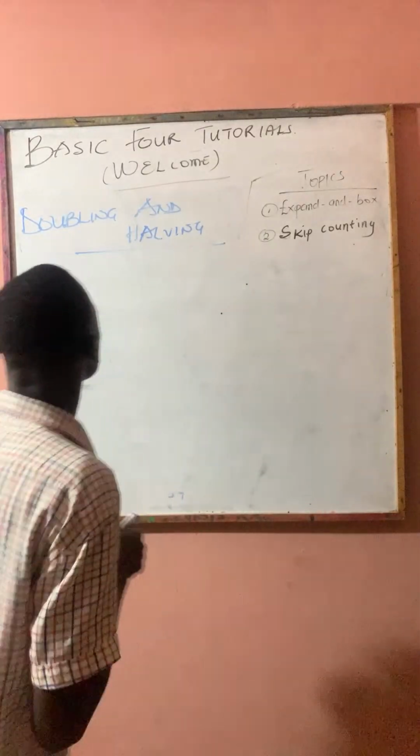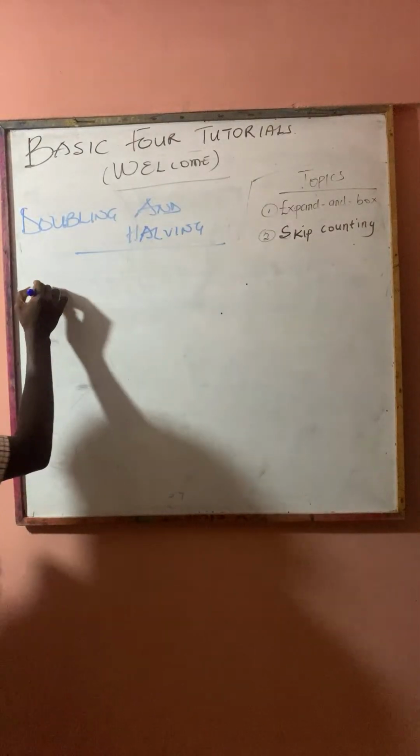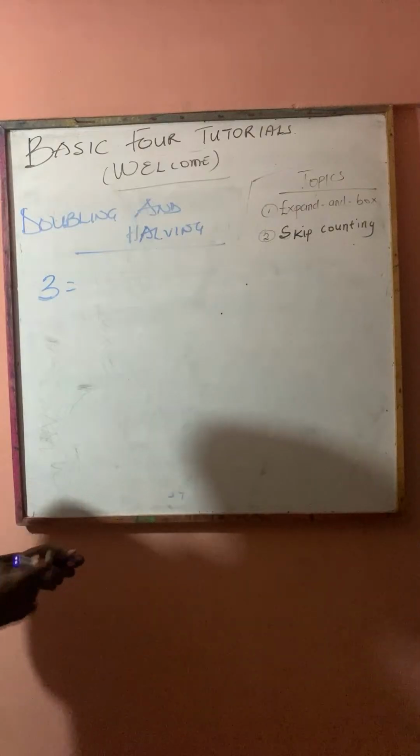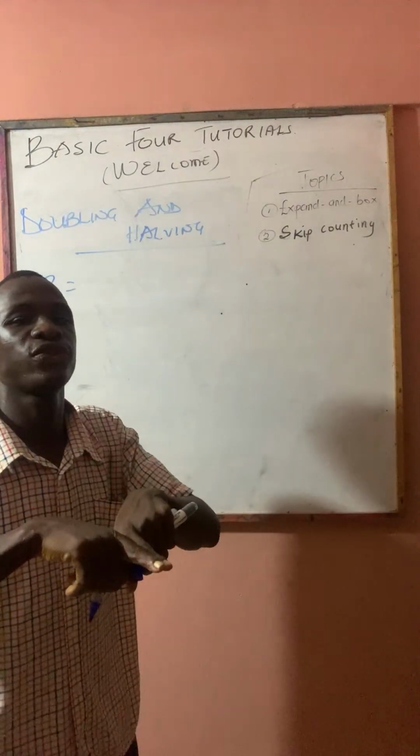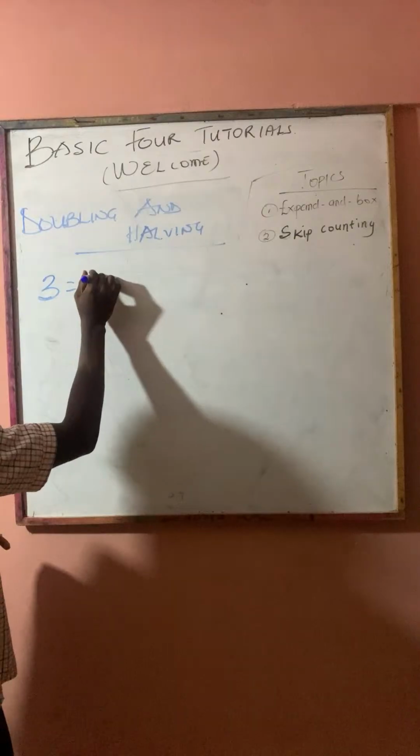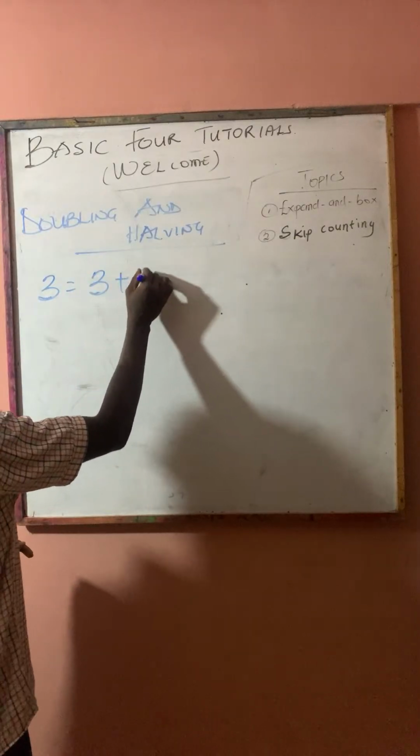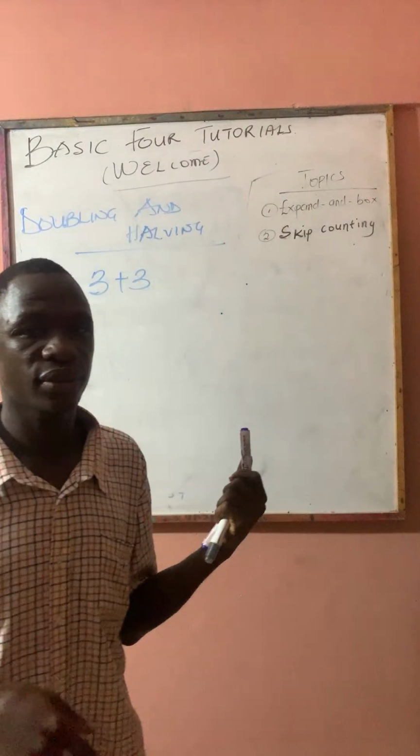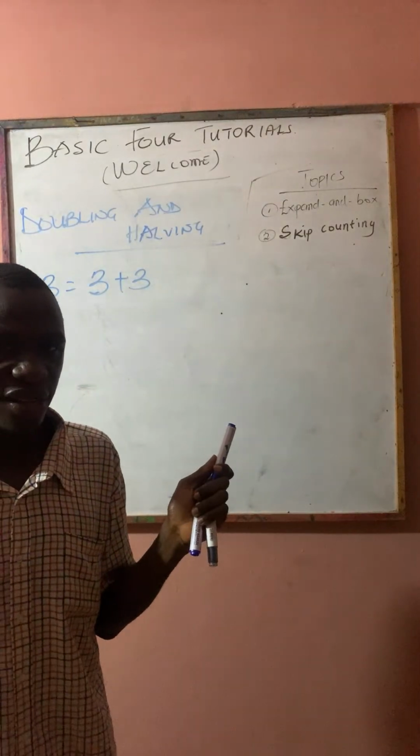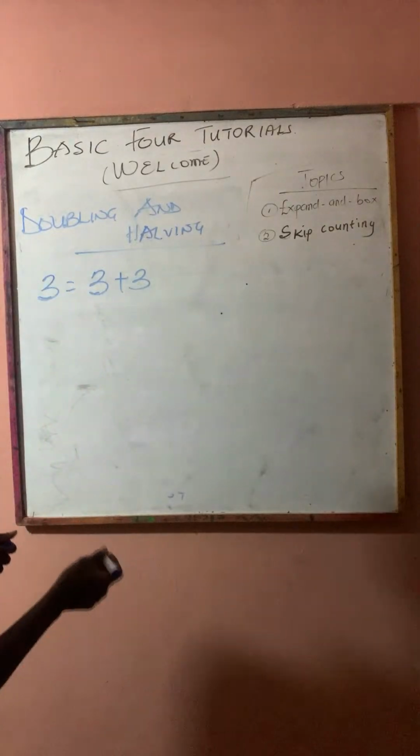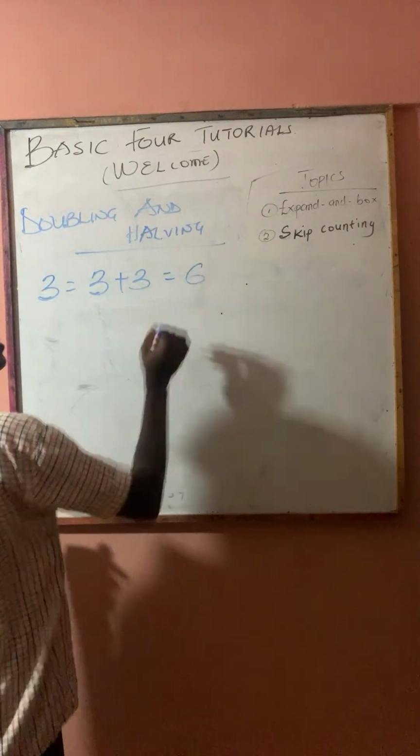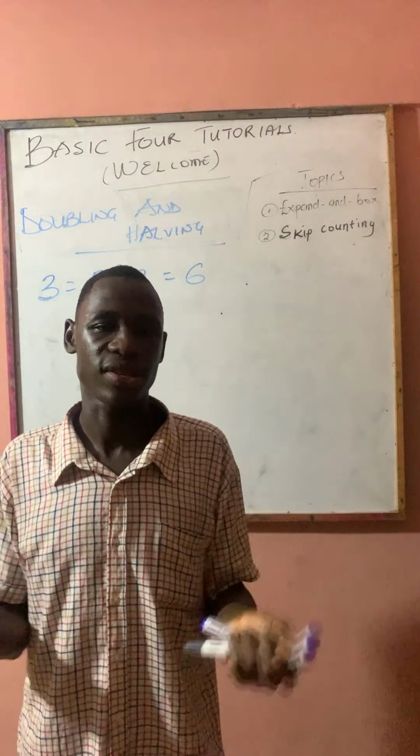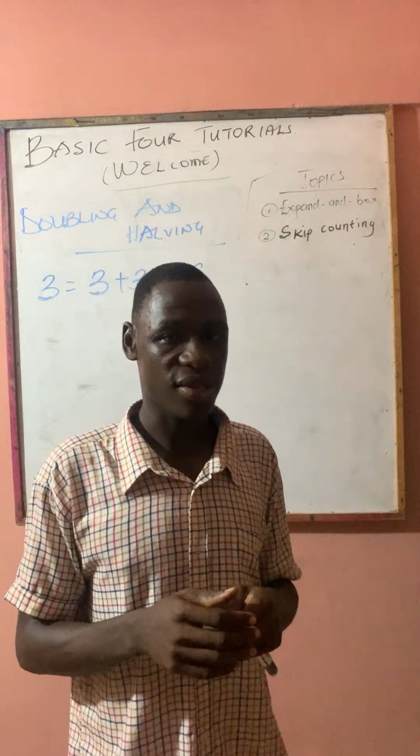Okay? So to double a number, let's take an example to be 3. To double 3 means to add 3 to itself. So this is going to give us 3 plus 3. That's the double of 3. I hope you understand it. And 3 plus 3 is equal to 6. So that means that the double of 3 is equal to 6.